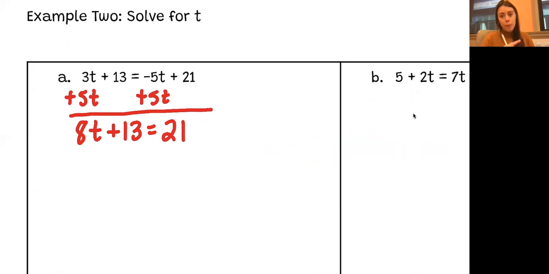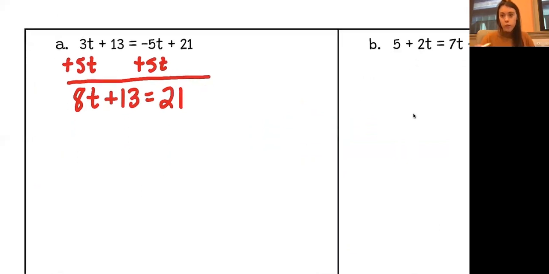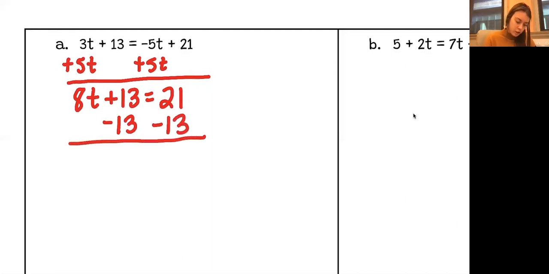Now this is a two-step problem, so it's a little bit more complicated. And this is when we need to think of reverse order of operations. So the first thing we do when we do order of operations backwards is we subtract 13 on both sides. And that's because we get rid of addition and subtraction first in reverse order of operations. So I'll get 8t equals 8.